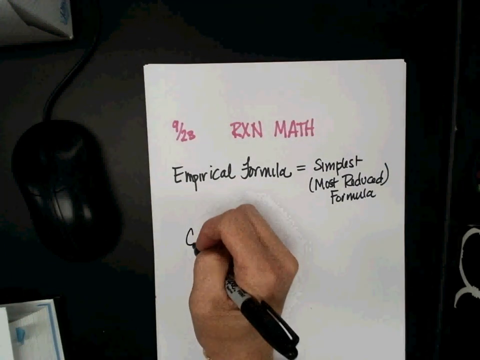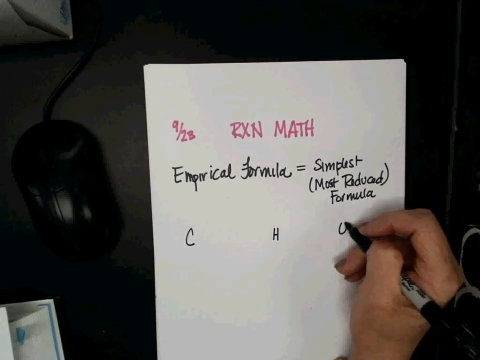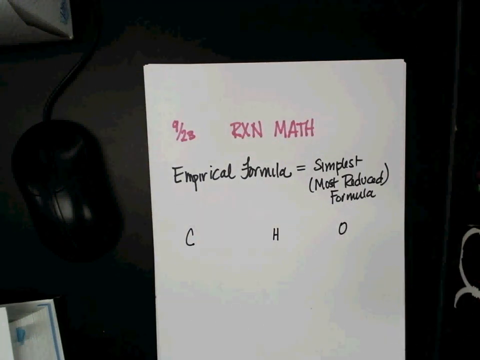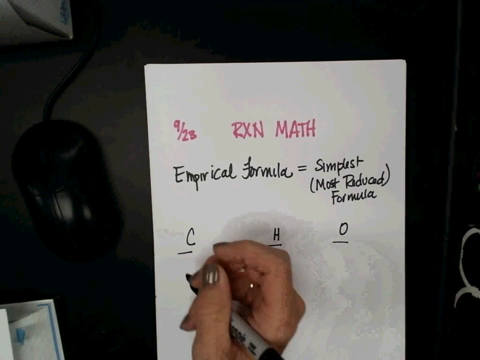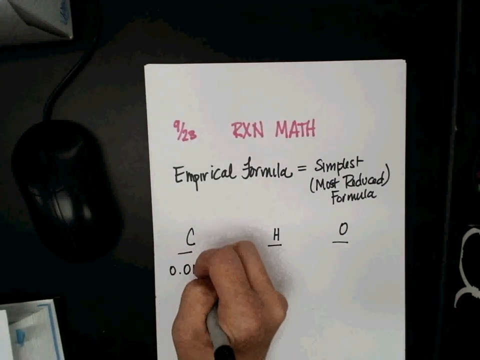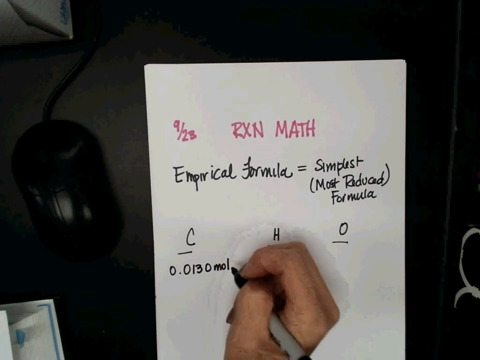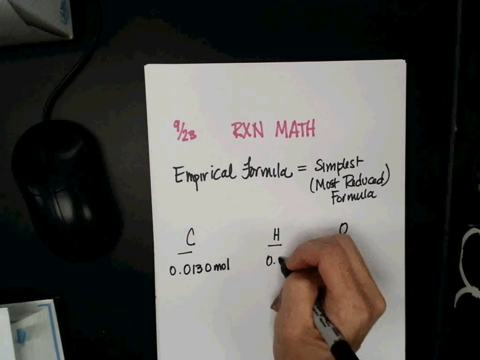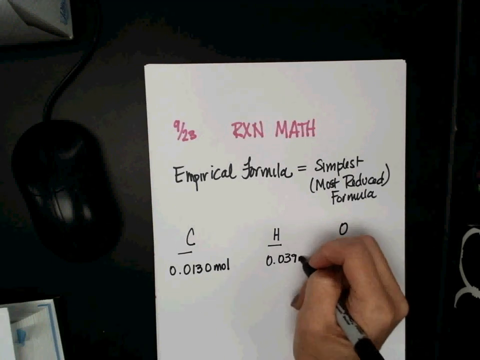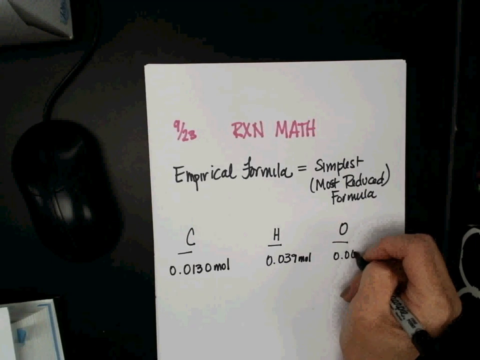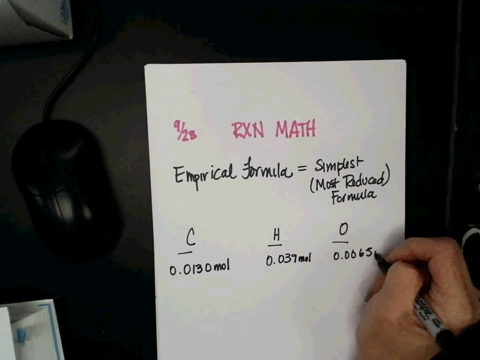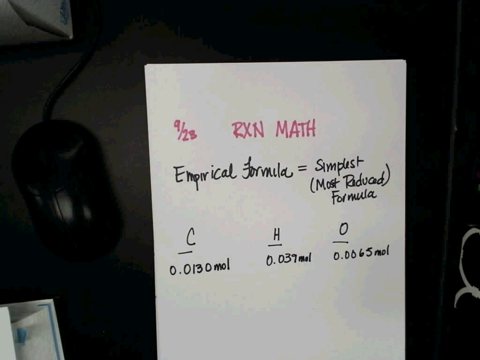We have carbon, we have hydrogen, and we have oxygen. And what information were you given in the problem? You were given the number of moles, so we know the number of moles for each. So let's go ahead and list that underneath them. So I have 0.0130 mole here, I have 0.039 mole here, and here I had 0.0065 mole.